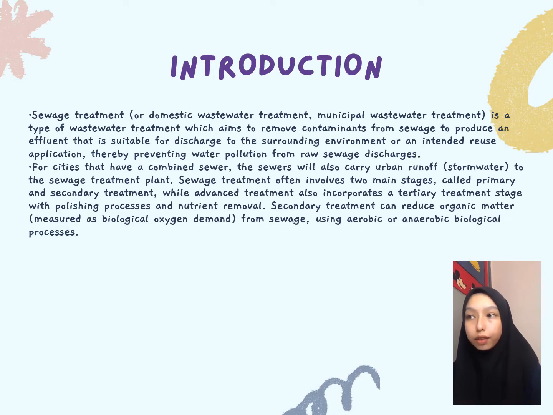For cities that have a combined sewer, the sewers will also carry urban runoff or stormwater to the sewage treatment plant. Sewage treatment often involves two stages called primary and secondary treatment, while advanced treatment also incorporates a tertiary treatment stage with polishing processes and nutrient removal. Secondary treatment can reduce organic matter, measured as biological oxygen demand, from sewage using aerobic or anaerobic biological processes.